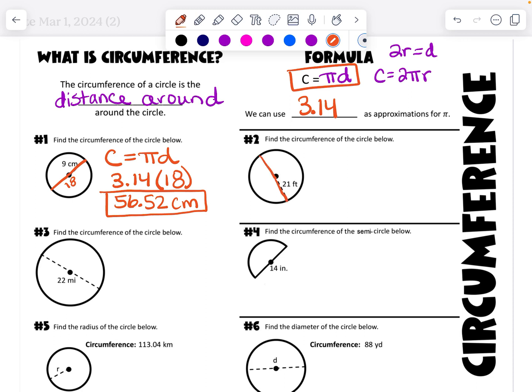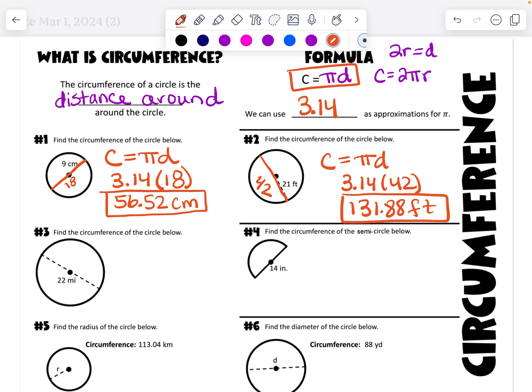For our next example, again, our radius here is 21. So our diameter all the way across is 42. And circumference is pi times diameter, so 3.14 times 42. 3.14 times 42 is 131.88, and this one is feet.